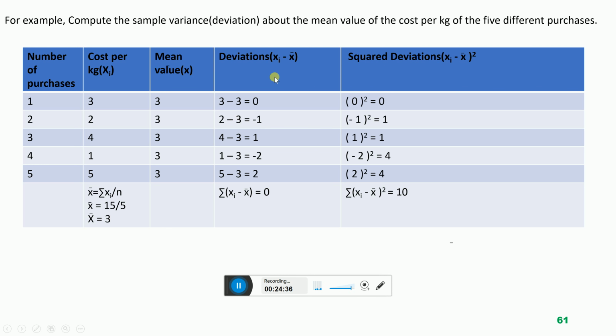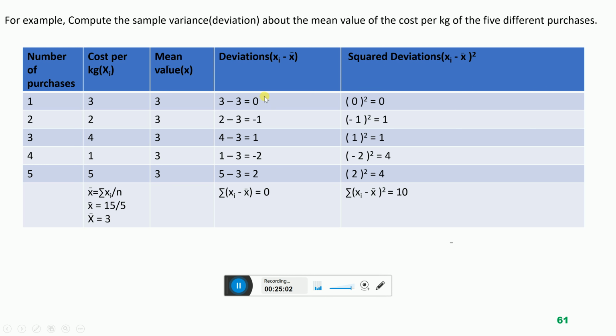In this way we will compute variances or deviations of the data items about the mean value. So the third data item 4 minus mean value 3, 4 minus 3 is equal to 1. The fourth data item is 1 and the mean value is 3, 1 minus 3 is equal to minus 2. The fifth data item is 5 and the mean value is 3. So 5 minus 3 is equal to 2.